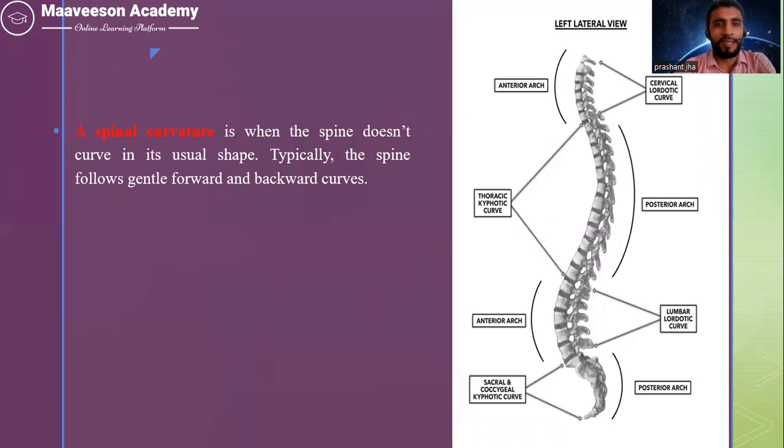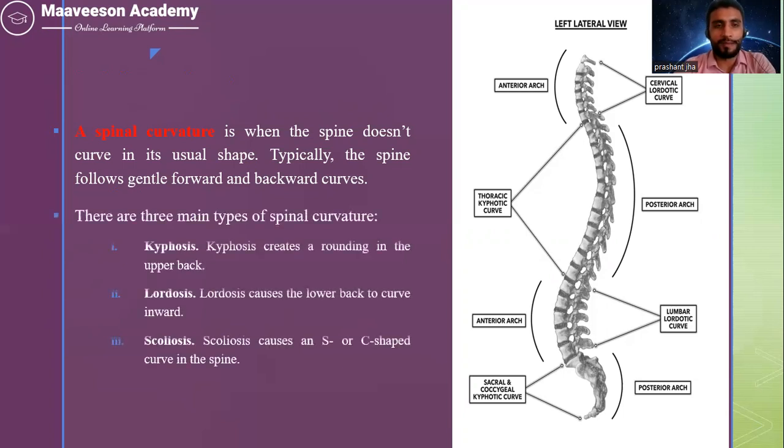Spinal curvature. It is when the spine does not curve in its usual shape. Typically, the spine follows gentle forward and backward curves. And basically, there are three main types of spinal curvature, known as kyphosis, lordosis, and scoliosis. So kyphosis creates a rounding in the upper back, while lordosis causes the lower back to curve inward, while scoliosis causes an S or C-shaped curve in the spine.